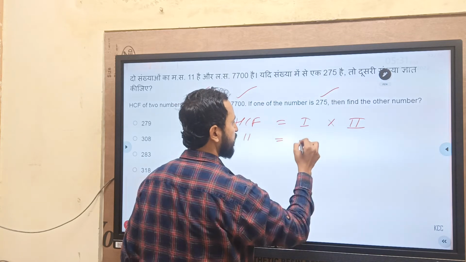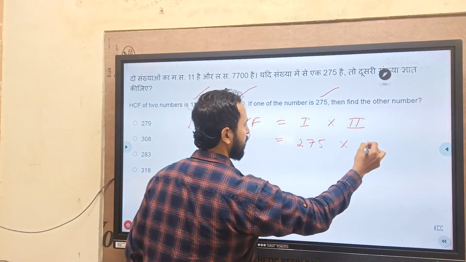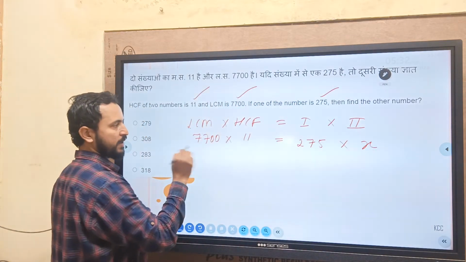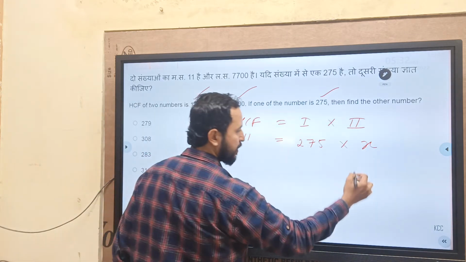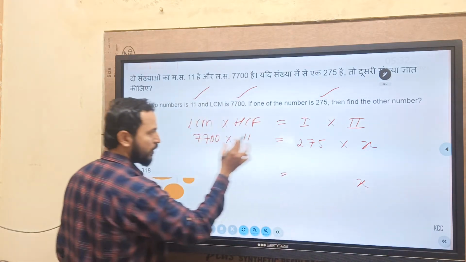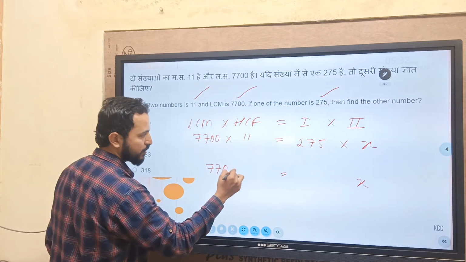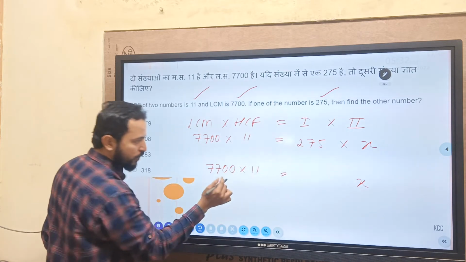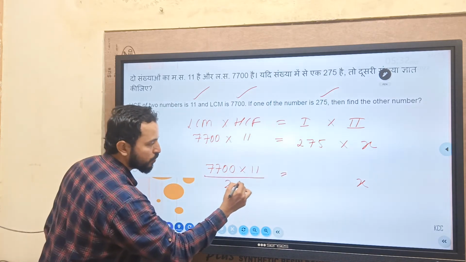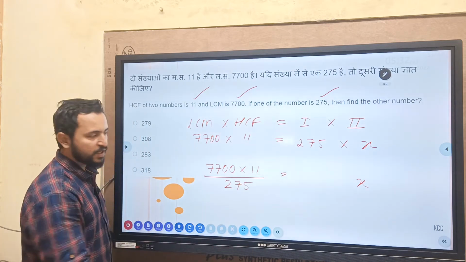First number 275, second number don't know. Come on, cancel the things. Look, if you want the second number x, this number you can shift it here, 7700 into 11. This number you can shift it here. This will become 275. Let us simplify it.